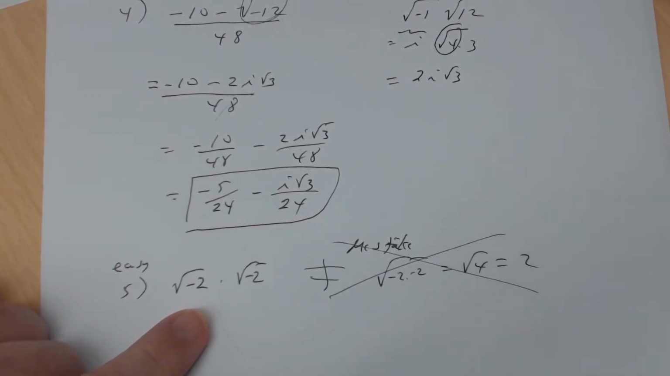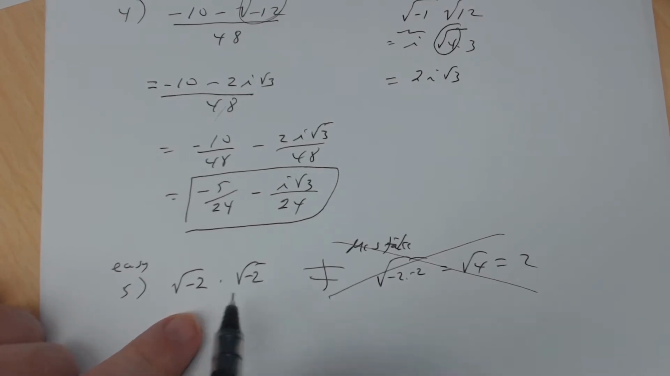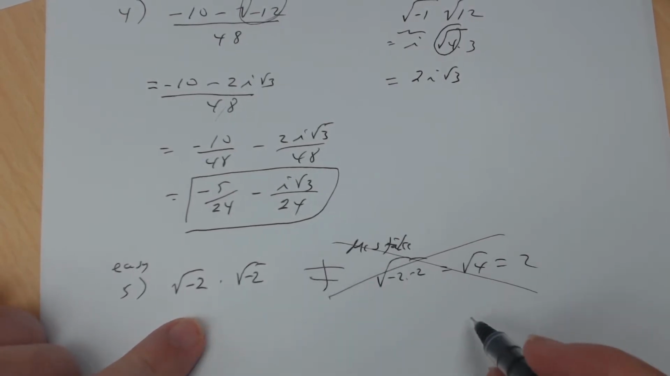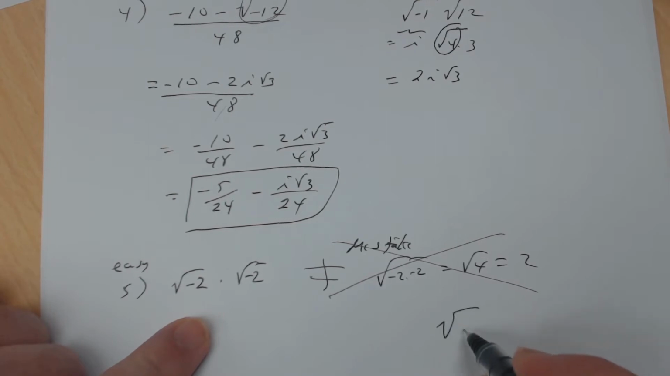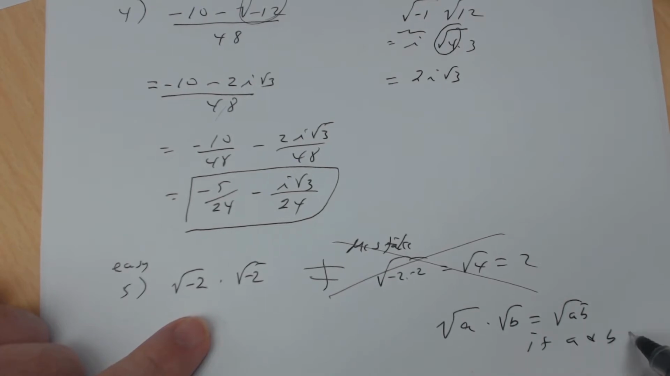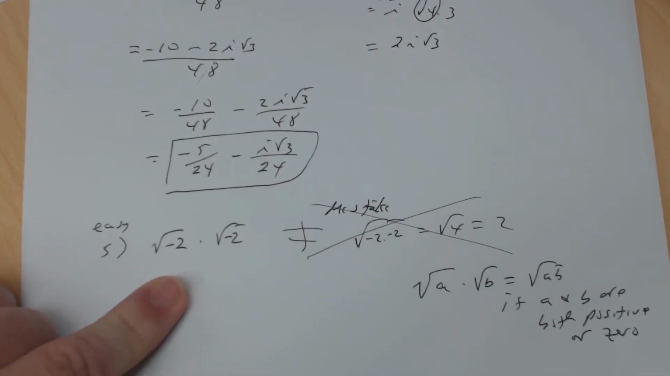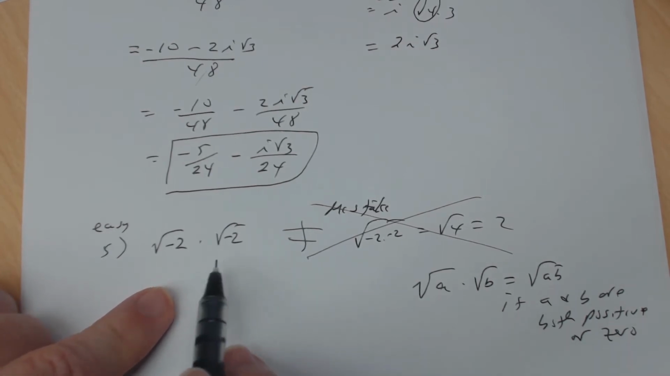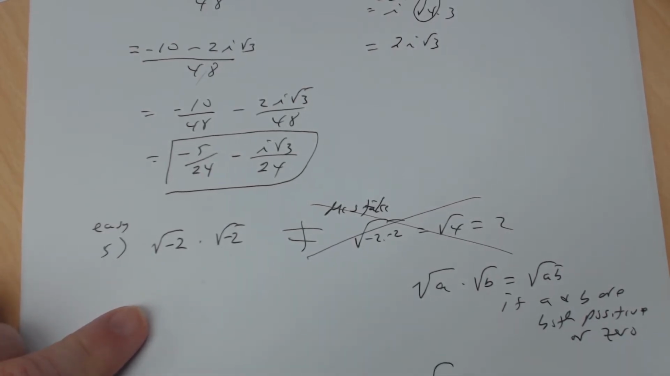So that's incorrect. The only time this applies, you can say the square root of a times the square root of b is equal to the square root of ab, is if a and b are both positive or 0. Only if they're both positive or 0. So if you had the square root of 2 times the square root of 5, then that would be the square root of 10. That's true.